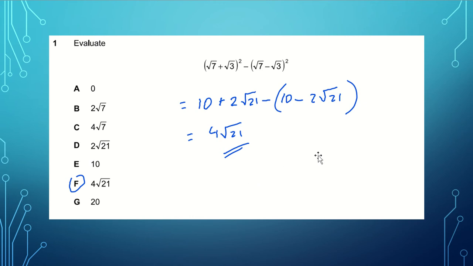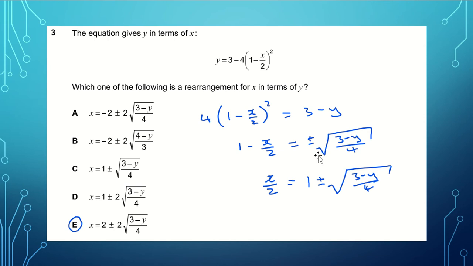421. Next. Number 3. Need to make a rearrangement of this equation for x in terms of y. Okay, so we need to step by step make the square bracket the subject and square root and finish up making x the subject, and that's this option down there.